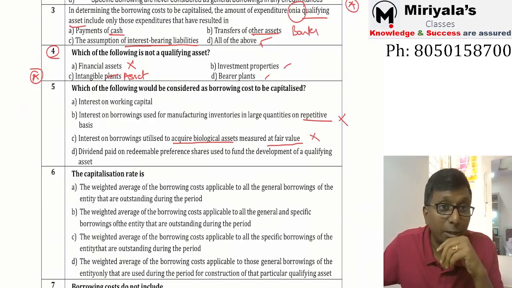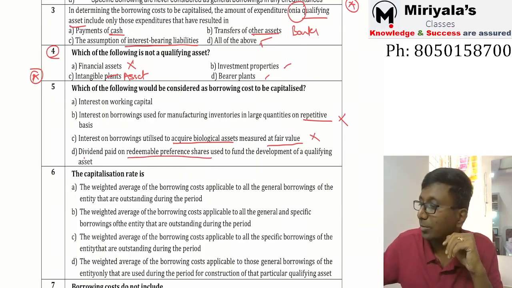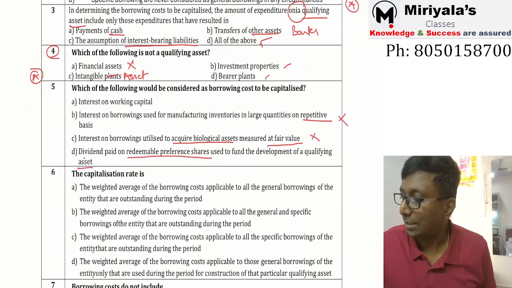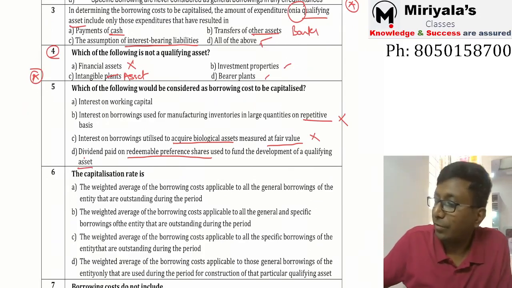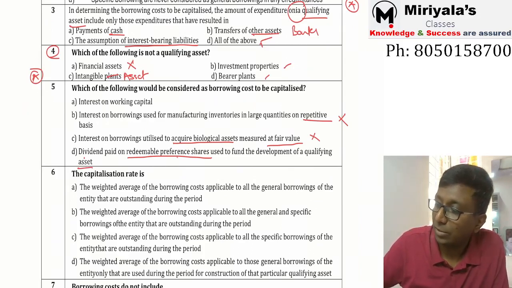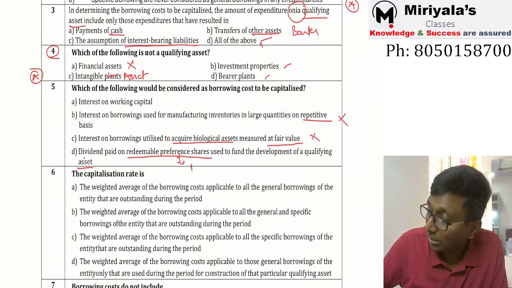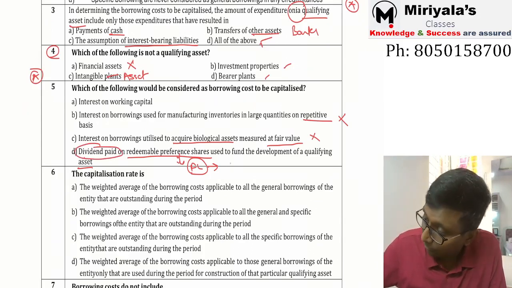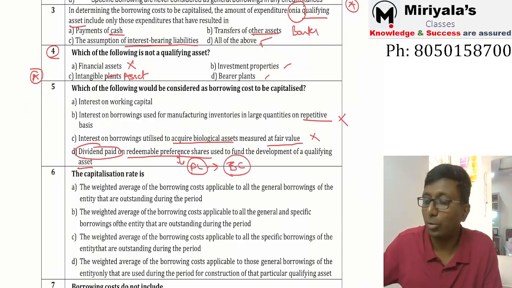Okay, right. Dividend paid on the redeemable preference shares used to fund the development of a qualifying asset, so that's why it is not correct. See, it is redeemable preference. First of all, the question is what? If you say redeemable preference share capital, it is going to be classified as what? It is going to be classified as financial liability. If it is a financial liability, you getting my point? Whatever name you call it, you may call it dividend, but it is obviously a borrowing cost.